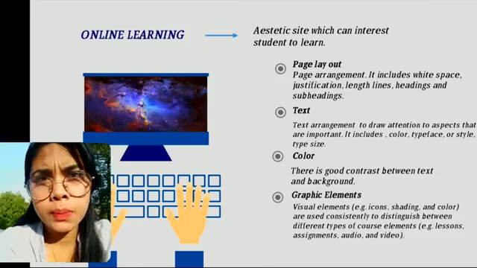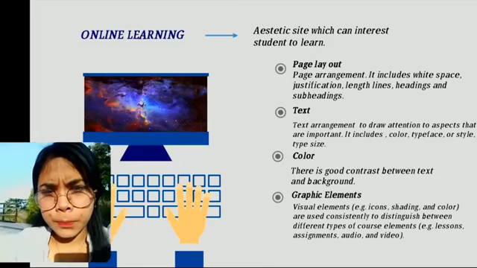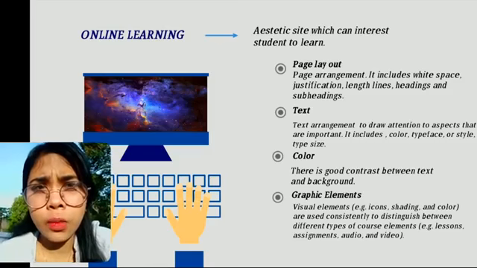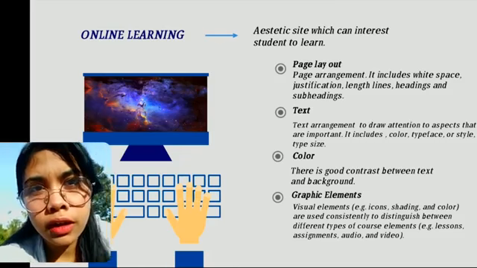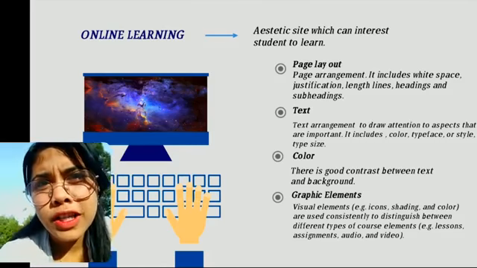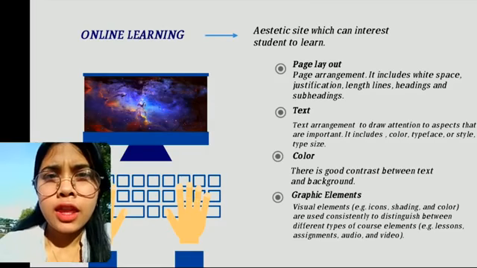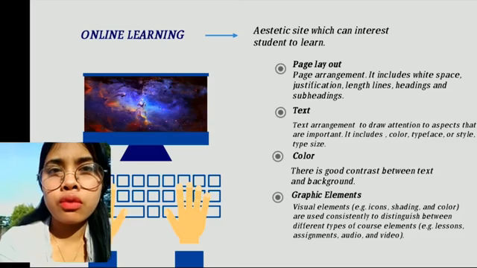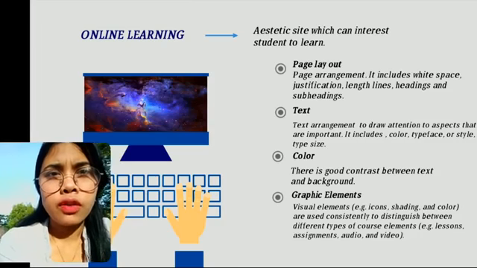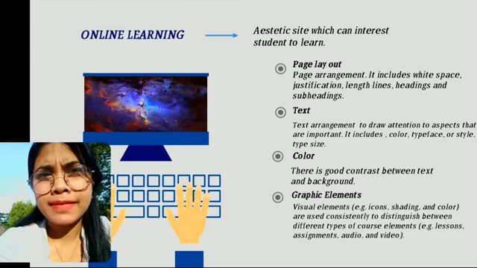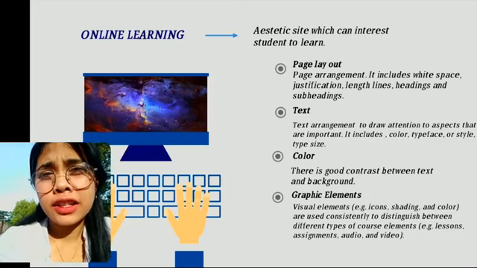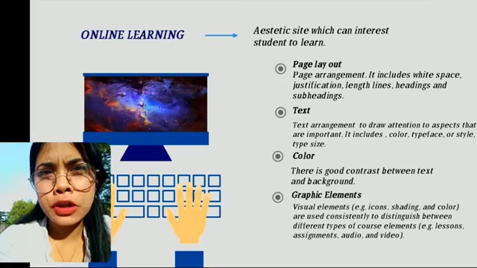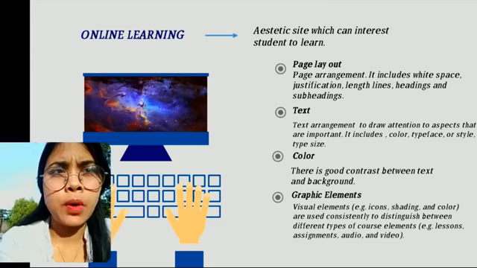White space is the space between the lines and the paragraphs. This space can give the reader a visual break while reading, and it makes an uncluttered page. It makes it easier for the learner to get the point.